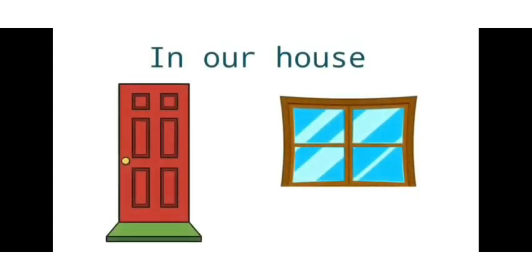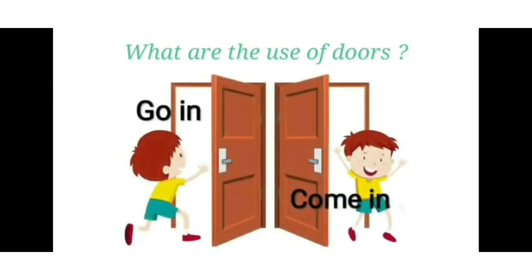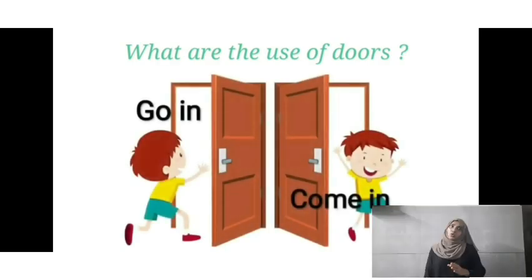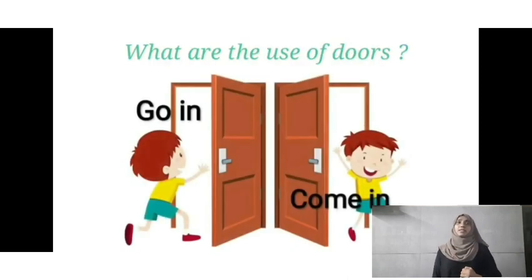Let's see what's inside the house. In our house there are many doors and windows. What is the use of doors? Tell me children. Doors are used for people to come in and go out of the house, and to enter the rooms and the toilets. Do you know where these doors are placed in the house? Yes, there will be a door at the entrance, and the rooms will also have doors. Why? To be safe.